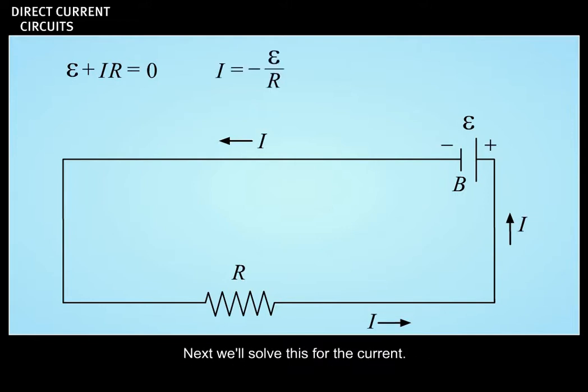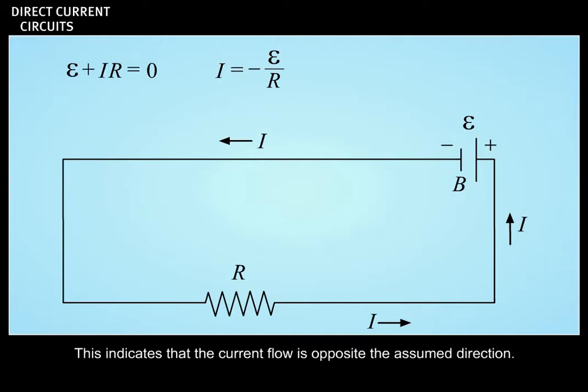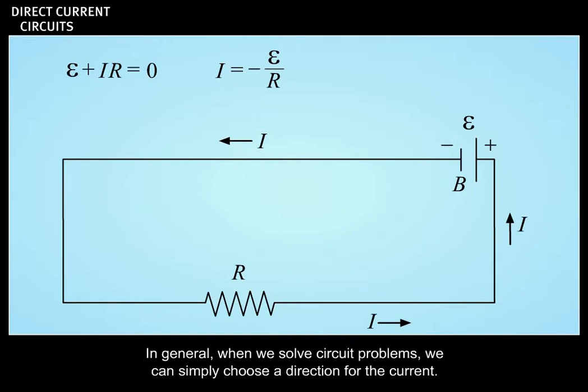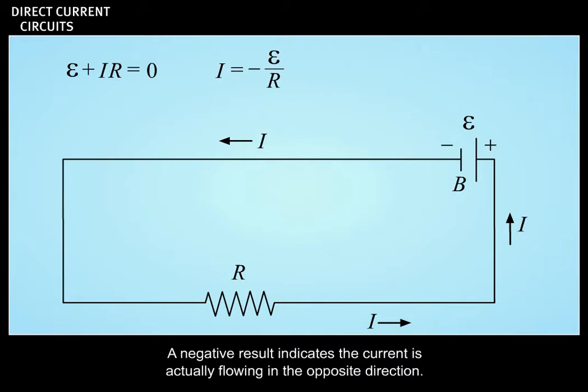Next, we'll solve this for the current. The result is the same as before, except the sign is now negative. This indicates that the current flow is opposite the assumed direction. Applying the loop theorem gave the same result, even though the assumed current direction was wrong. In general, when we solve circuit problems, we can simply choose a direction for the current. A negative result indicates the current is actually flowing in the opposite direction.